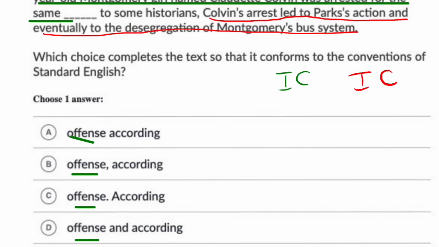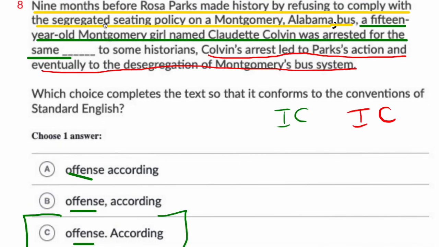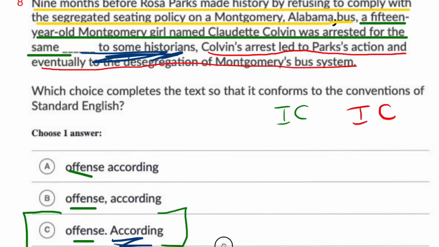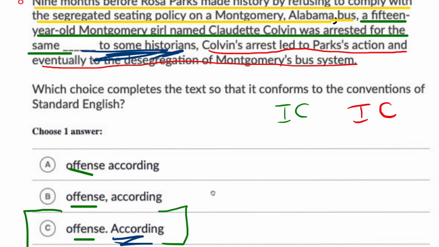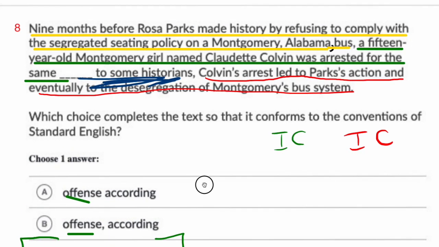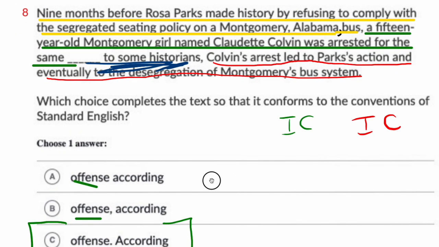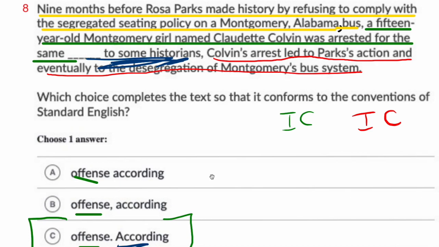So we need something more than just a comma to join them, and so it's going to be C. So it doesn't matter that you have some little thing in between, like again, however we classify according to some historians. You can't join two independent clauses with a phrase like according to some historians. You need either a semicolon, a period, or a comma and a fanboys conjunction. And so the only option we have here is the period.